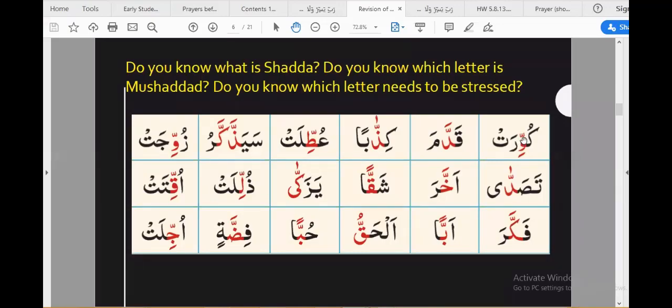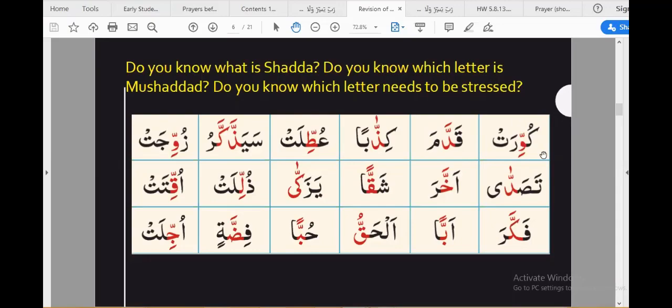So it's very important that we all realize and understand what the names of each sign and symbol is, because it's very important to know that so we can learn better as well. So this is the shadda. So can you tell me which letter is mushaddad? Which is the mushaddad letter in this example over here?